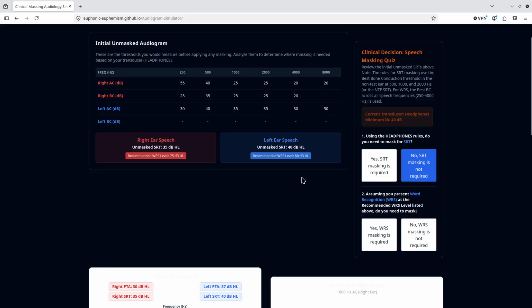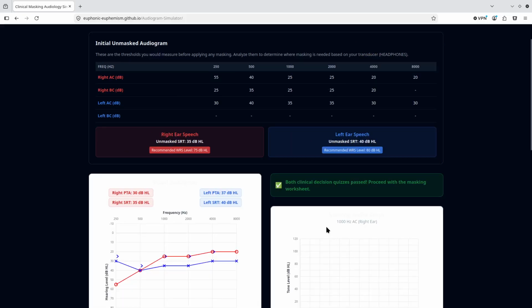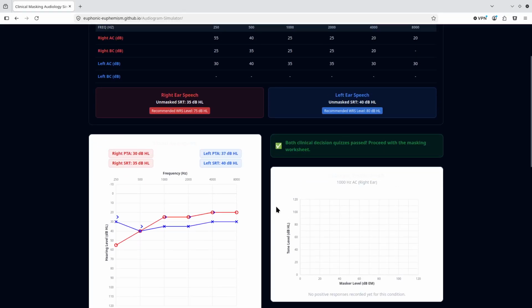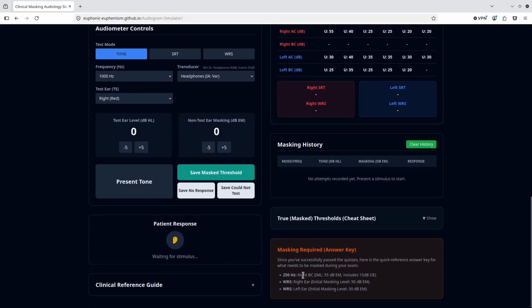How about word rec masking? 75 versus 25. Yep, we do need it. And then 80 versus 25, we sure do need it. So both ears, we need word rec masking. We submit the answers. We get it correct in both ears. And so now we need to move on to our speech masking, because we only needed to do bone conduction masking at 250 and word recognition masking, looking at the bottom here.